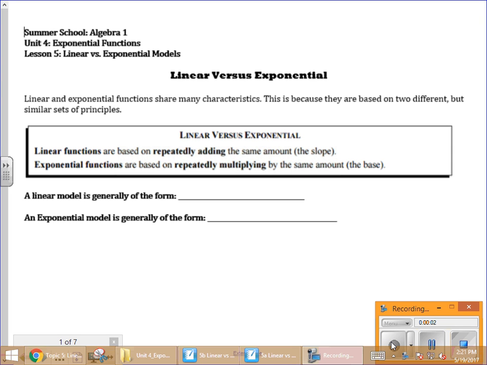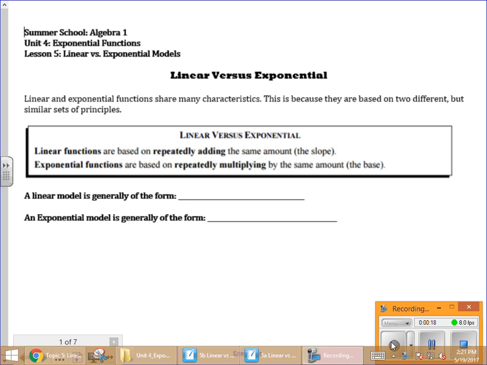This is the Algebra 1 Summer School video, Unit 4, Lesson 5, Linear versus Exponential Models. This is the last lesson for Unit 4. Alright, so linear versus exponential models combines together Unit 3 and Unit 4 of our course so far.